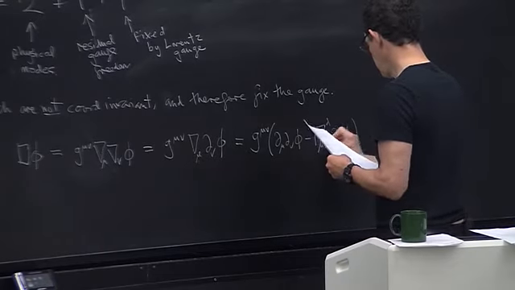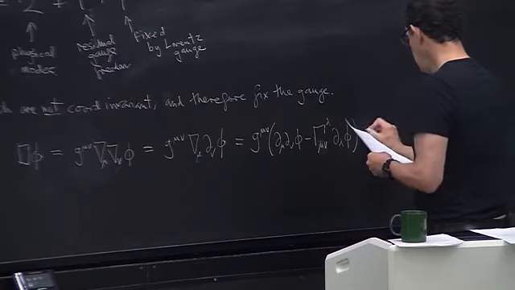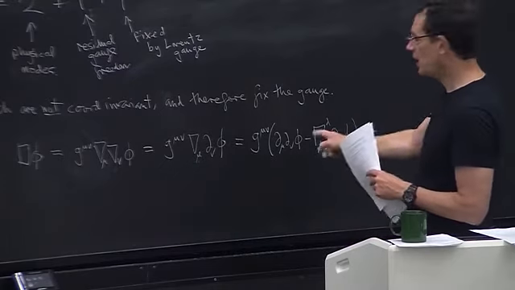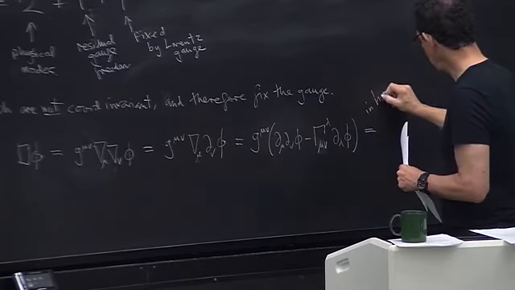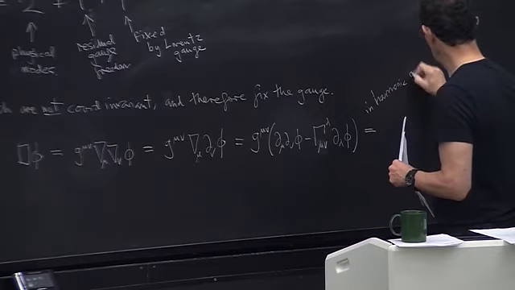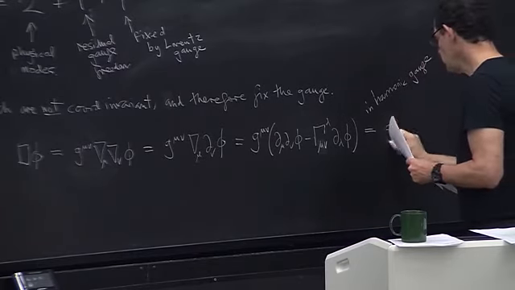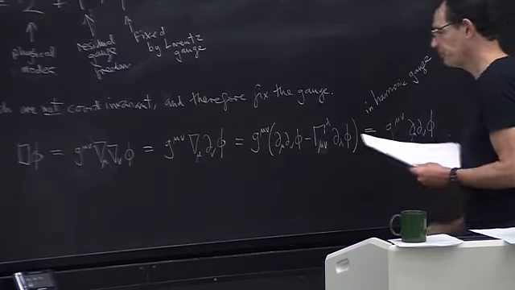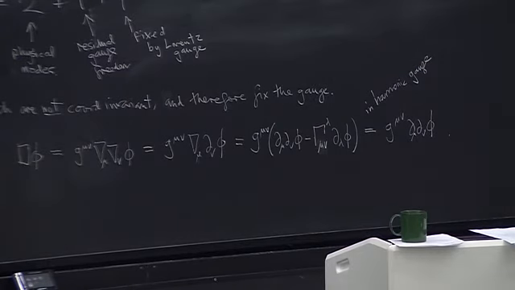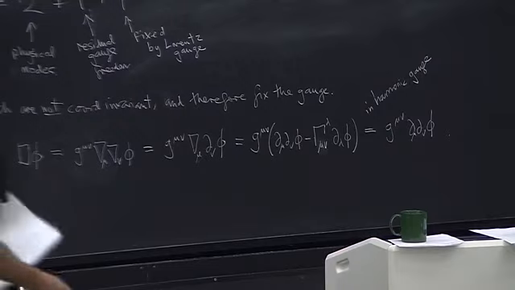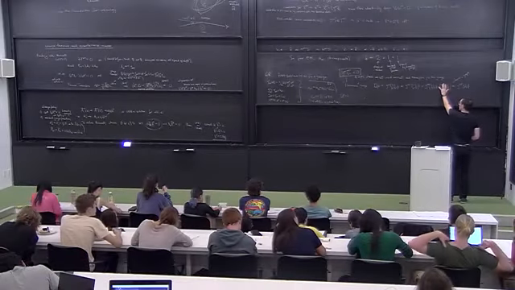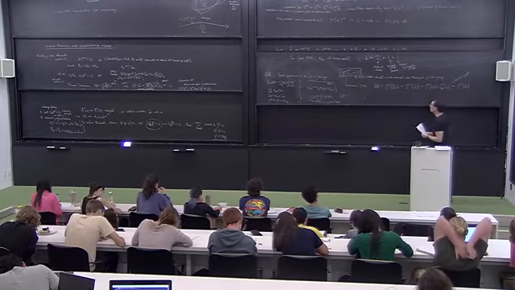This is symmetric anyway. And this is equal to, in this gauge, in harmonic gauge, the second term vanishes. This is equal to g mu nu d mu d nu phi. Okay, so this term vanishes in harmonic gauge, leaving me with only that term.